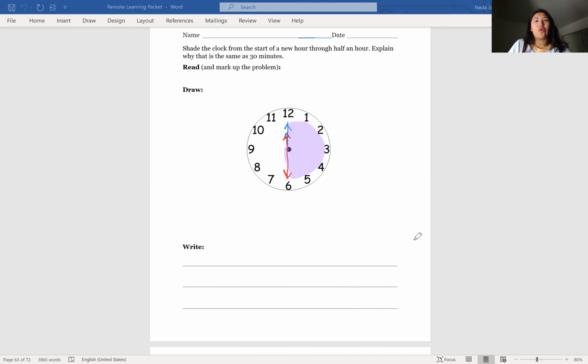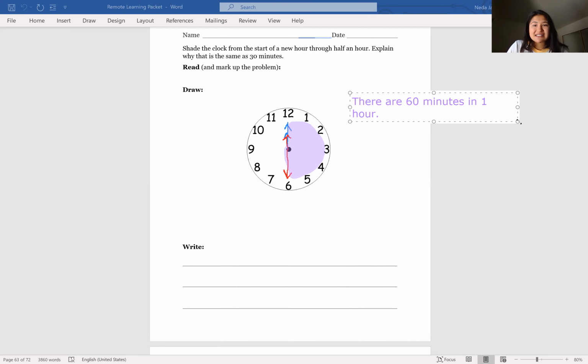Why is passing half of an hour the same thing as passing 30 minutes of time? Think. That's right. Passing half an hour is the same thing as passing 30 minutes because how many minutes are in 1 hour? That's right, there are 60 minutes in 1 hour. I'm going to write this down on my page. You can write it down on your page if you'd like. There are 60 minutes in 1 hour.